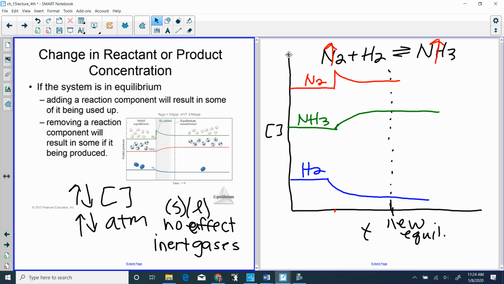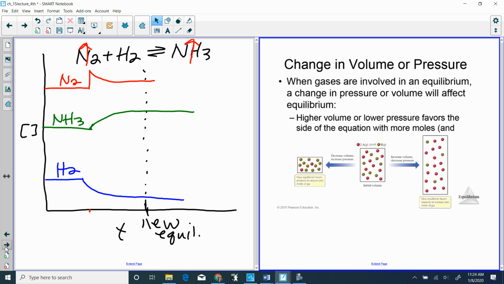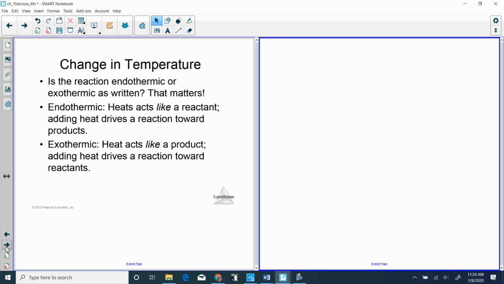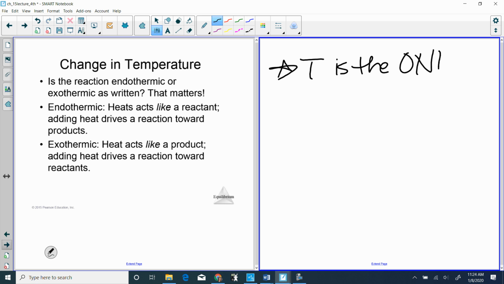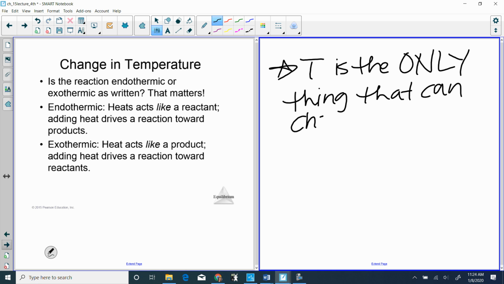Okay? But now let's talk about temperature. Temperature is the only thing that can change K. Everything else changes so that K stays the same. Temperature will affect K because I'm going to shift the equilibrium.